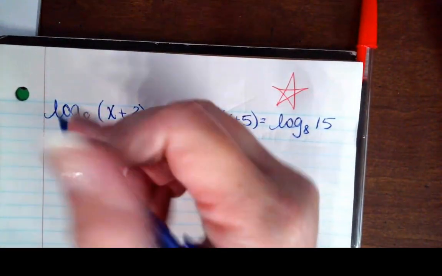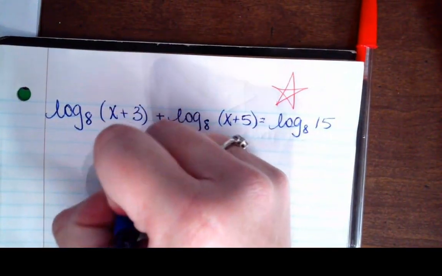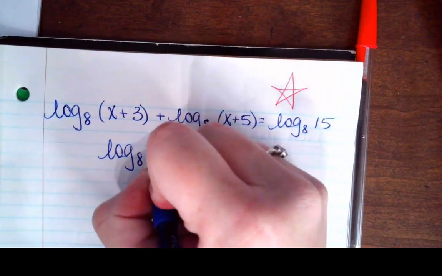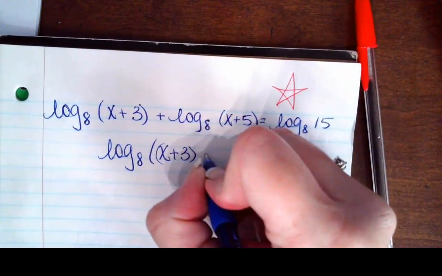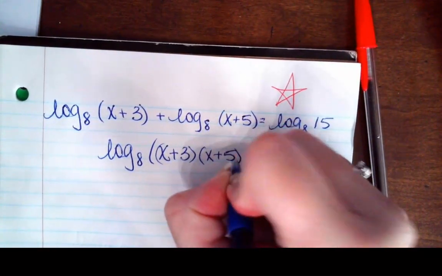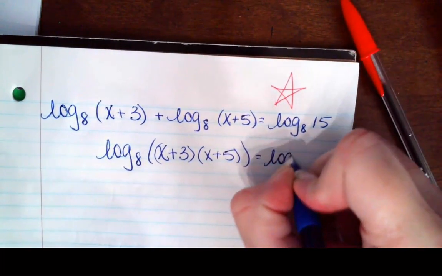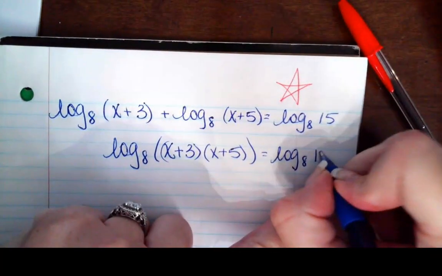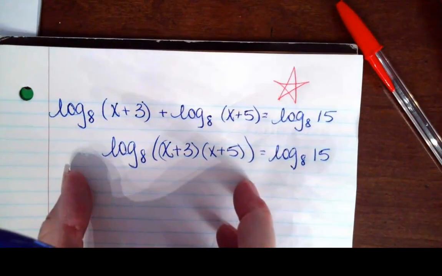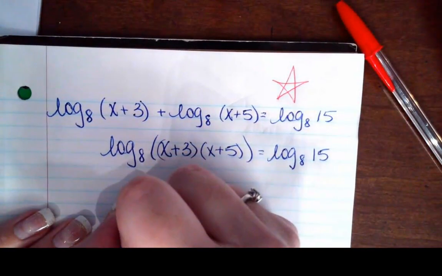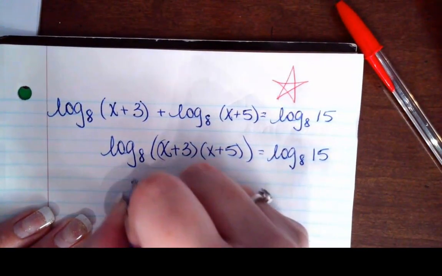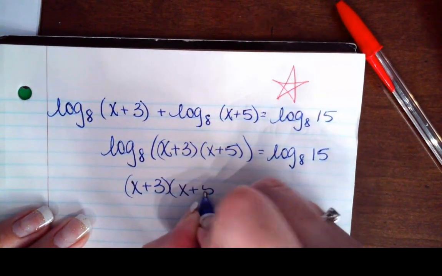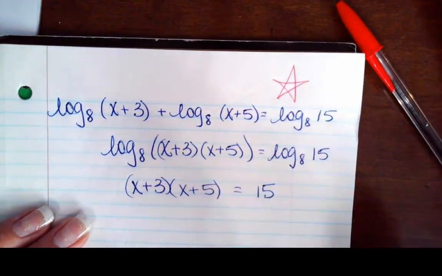So I'm going to combine my two separate logs that are joined by addition, and I'm going to put them together using multiplication on the inside. And that equals log base 8 of 15. So now I've got a single log equal to a single log. So grab your arguments and set them equal to one another.